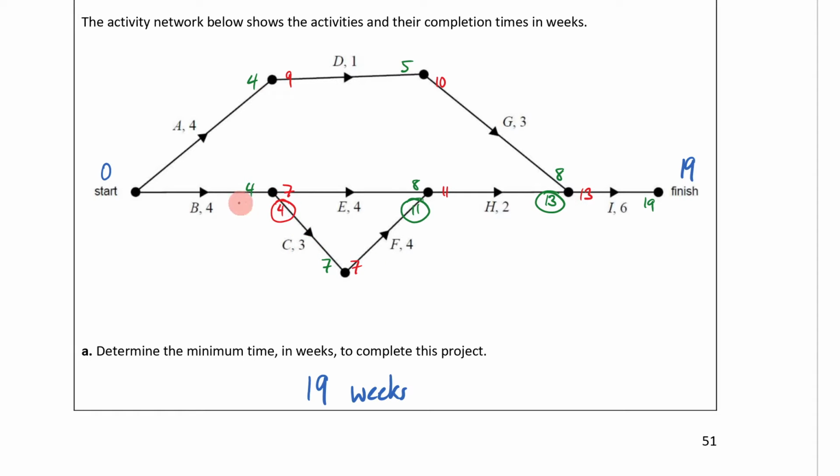4 is my smaller number. 4 minus 4 is 0. 9 minus 4 is 5. So now we'll come down here.